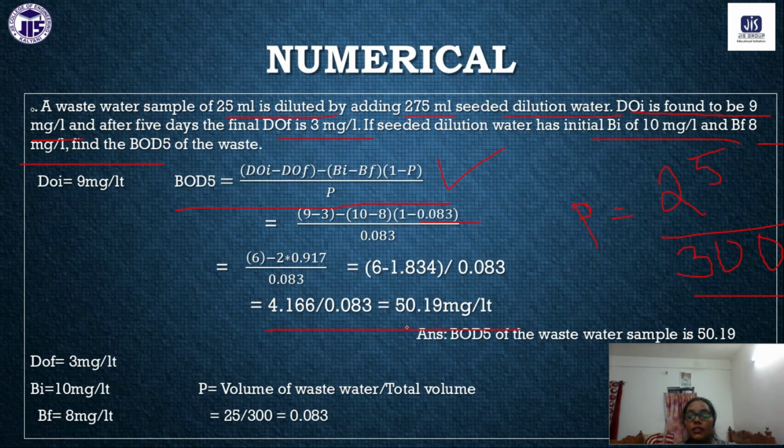The unit of the BOD is milligram per liter, because BOD is nothing else but the amount of dissolved oxygen required for the BOD reaction. We know already that the unit of dissolved oxygen is milligram per liter, so obviously the unit of the BOD will be milligram per liter. Understand? So this is the first question. Thus you can solve the first question.